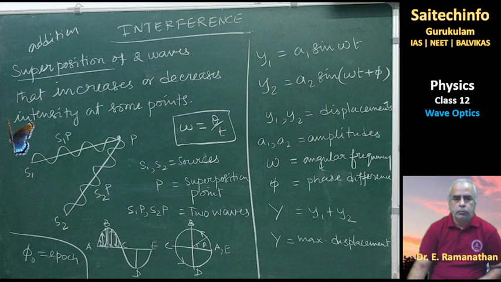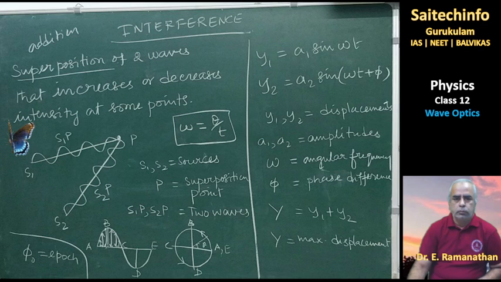For instance, the displacement of each wave can be represented by this equation. Displacement of the first wave, that is the first wave train, can be represented as y1 is equal to a1 sine omega t, y2 is equal to a2 sine (omega t plus phi), where y1, y2 are the displacements of these two wave trains. A1, A2 are the amplitudes. What do you mean by amplitude? Amplitude is also called wave height.